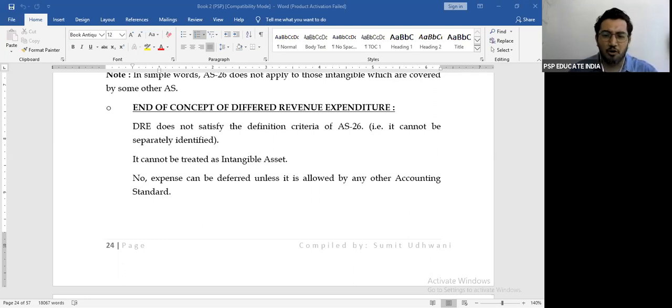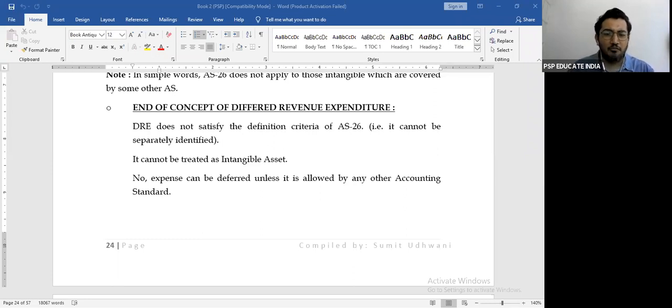So basically, all you need to understand at this level is VRS means voluntary retirement scheme. It is a post-employment benefit that is given. Right. I hope, Raj, that is clear to you.